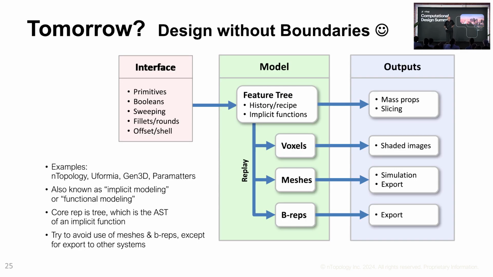So what are we going to do? Well, here's one idea. I don't claim it's the only one, but it's the one we're using at nTop, and I think it's promising. So we have this implicit tree, and we try to use that for all of our applications. Sure, we produce meshes and BREPs, but we don't really want to. It would be nice if we didn't have to. And we try not to use them. We try not to be dependent on them. We have to produce them for export and data interoperability reasons, but we try not to rely on them.